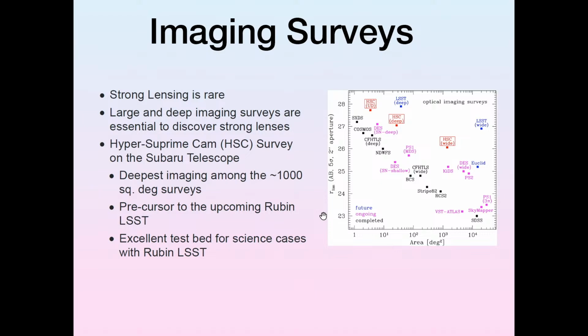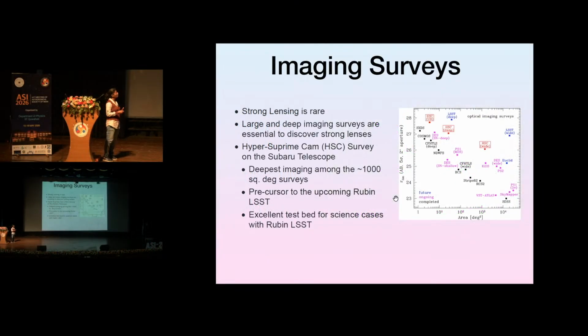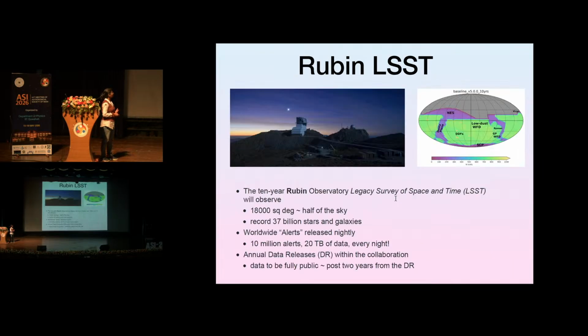So the HSC survey is a precursor to the LSST, and it's an excellent test bed for different science cases that we expect to do with Rubin LSST. Most of the work that I'm going to present in this talk is actually done with the HSC survey, and then also how we can do this better with Rubin LSST. So let me say a few words on Rubin LSST.